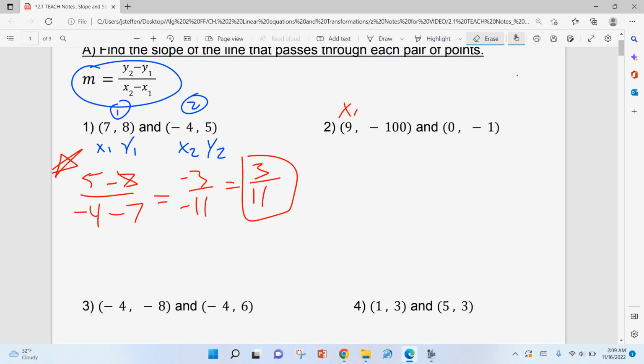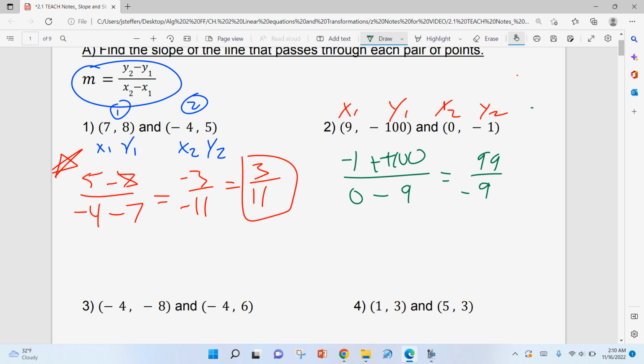Messed it up already. Sorry, it's late. y2, oh my goodness. x2, y2. Okay. So we have negative 1 minus negative 100 over 0 minus 9. Minus negative is plus, but again, I would just use a calculator. So that ends up being 99 over negative 9, which is equal to negative 11.